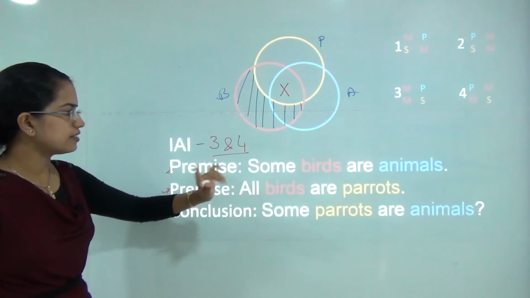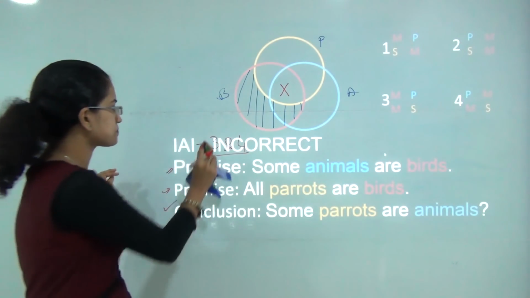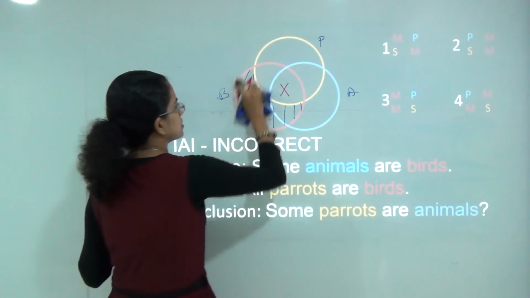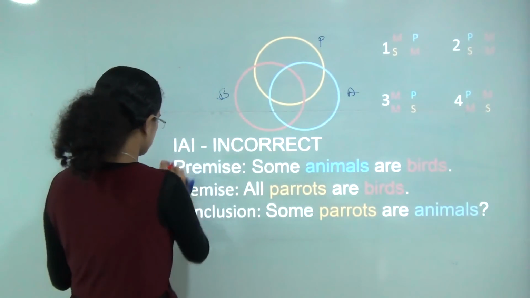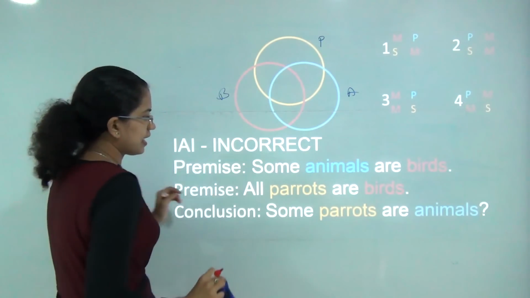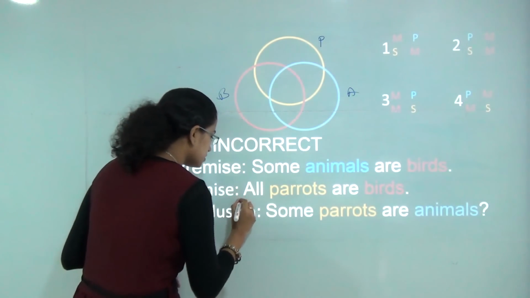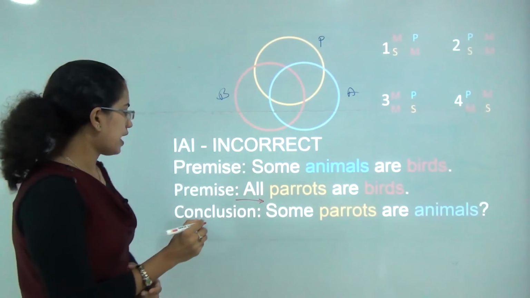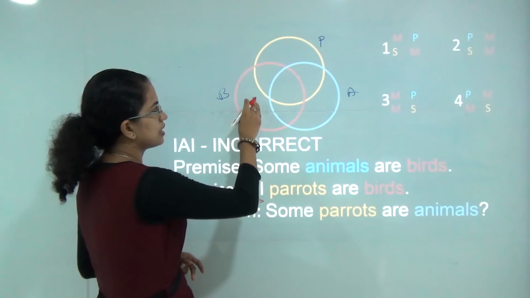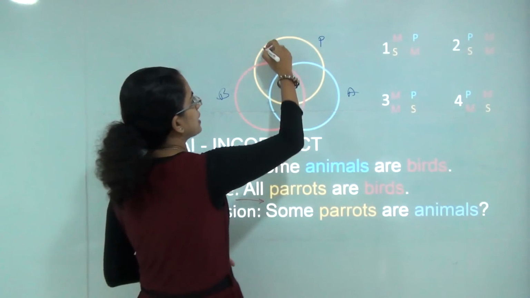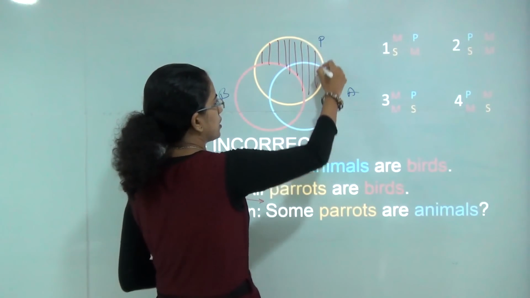So we have already done one of the valid forms. Now let's do one of the invalid forms of the same case. So you have parrots, animals and birds. Again I have premises of some and all. So what should I use first? I will use all first. So I have all parrots are birds. So all the parrots would lie here. So this is the section that I would ignore or exclude.